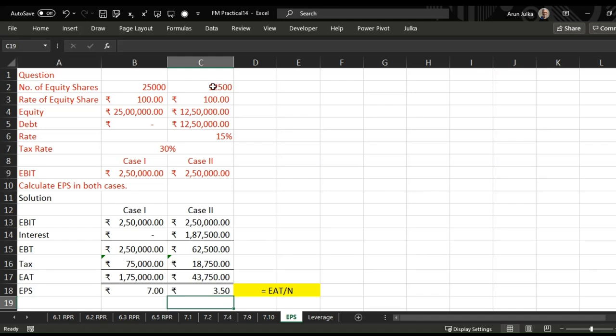So we can see that EPS in case 1 is double the EPS of case 2, whereas the EBIT in both cases is the same.